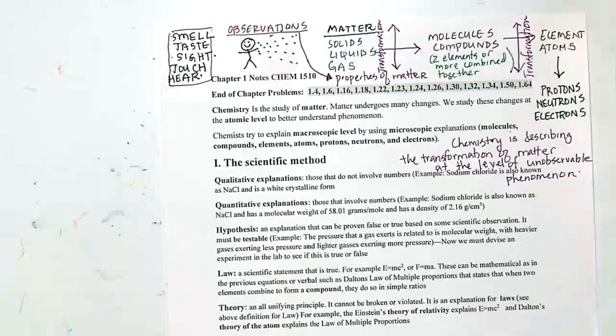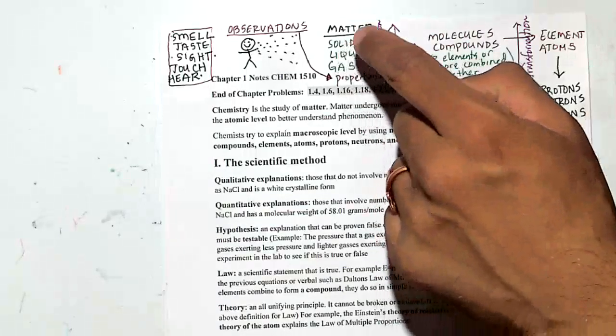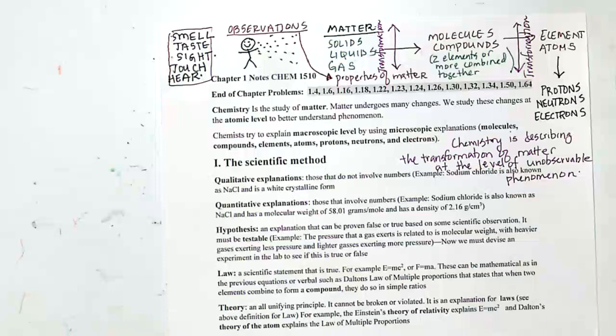So on the first day of class, we went over our definition of chemistry. And we talked about chemistry being sort of like this transformation. Okay, we probably are familiar with solids, liquids, and gases in everyday life, though we don't talk about it as such. But we may not be well-versed in molecules and compounds, or in elements and atoms, and we may not know much about protons, neutrons, and electrons.